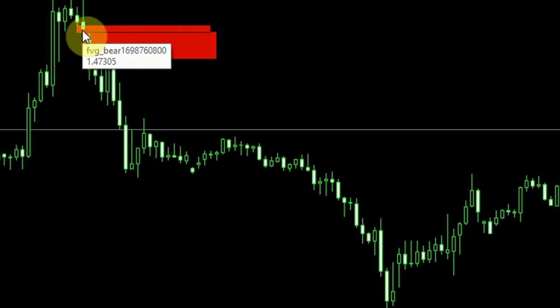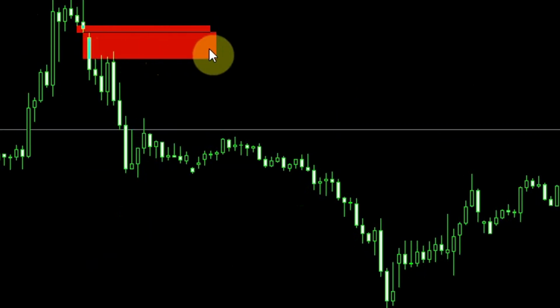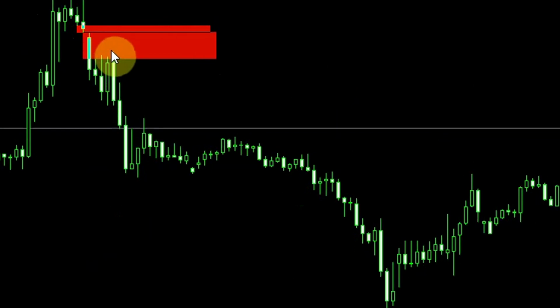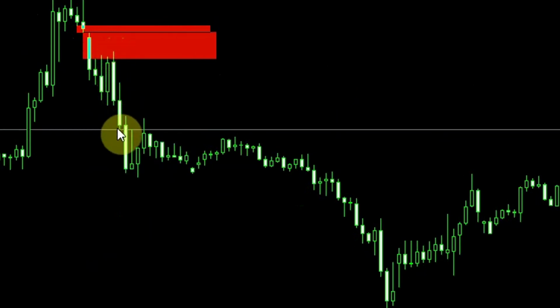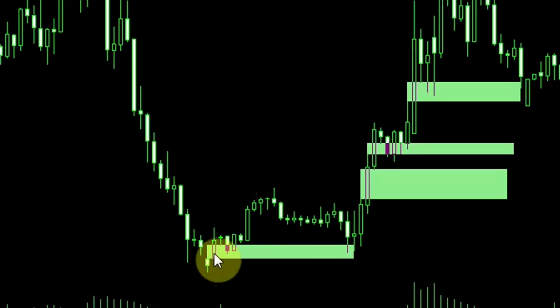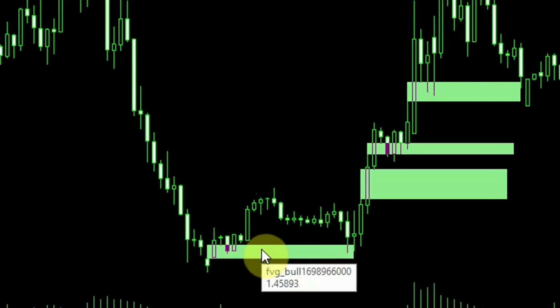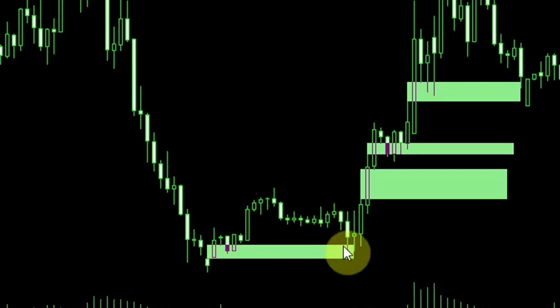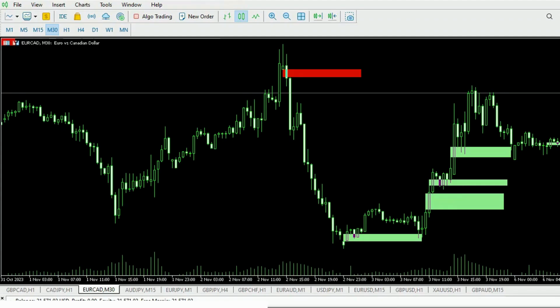And if you take a look here, after this bearish fair value gap was formed, the market pushed down, but then it retested and touched the fair value gap and then made a stronger push downwards. And right here you can see that this bullish fair value gap was formed and the market pushed up, but then it retested and touched the fair value gap and then went further upwards. And so you can see this is a great strategy to get better entries that can maximize your profits.